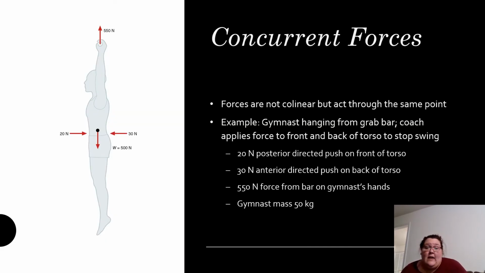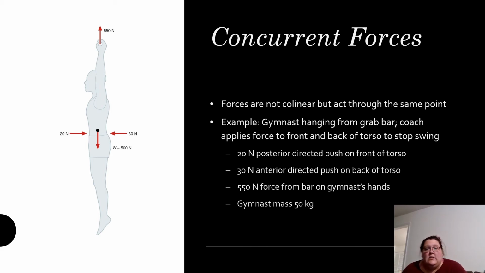All right, we can also have concurrent forces. These are forces that are not collinear, but are going to act through the same point. So we have a gymnast hanging from a grab bar. The coach applies force to the front and the back to stop a swing. So we have 20 newtons of force posterior directed from the push at the front, 30 newtons anterior pushed from the back, and 550 newtons of force on the gymnast's hands from hanging.